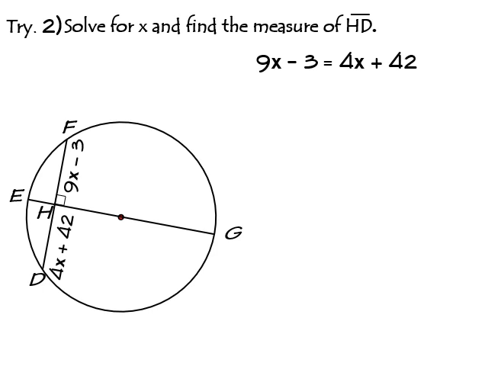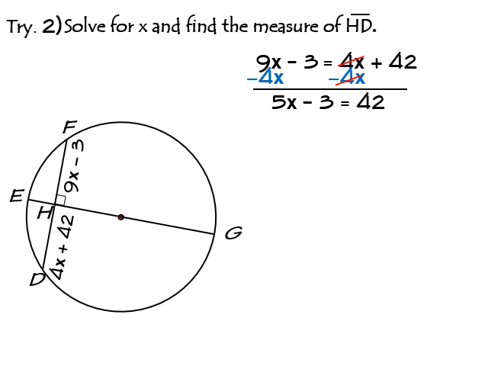Now, what do we do? We need to bring the 4x to the other side. So we're going to subtract 4x, cancel out the positive and negative 4x. 9x minus 4x gives us 5x. Drop the negative 3, drop the equal sign, and drop the 42. So now you have 5x minus 3 equals 42.